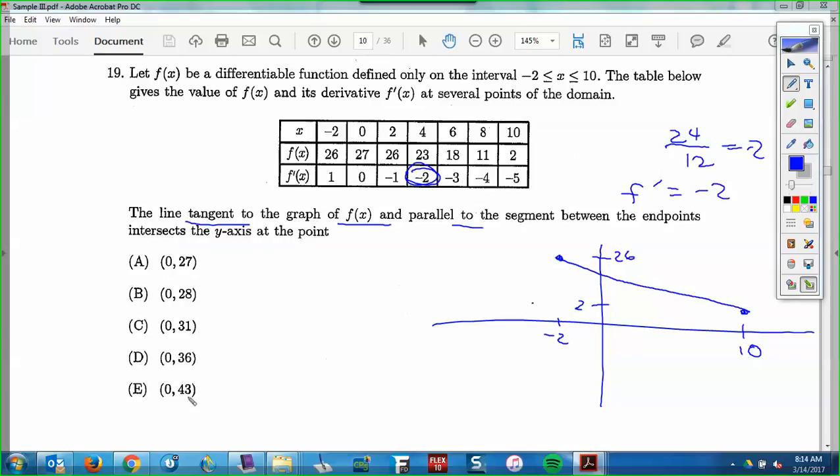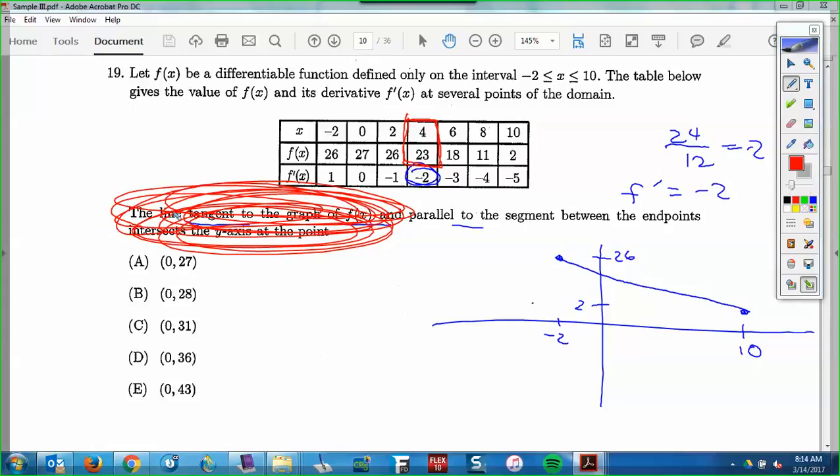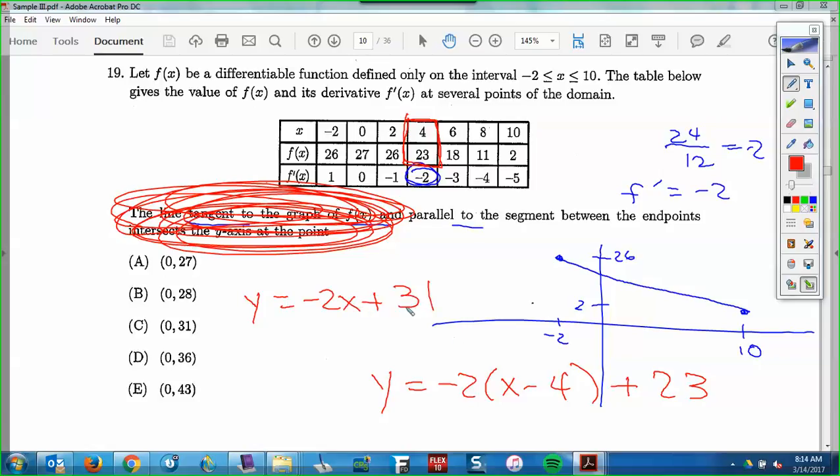So what does this tell us? Intersects the y-axis at the point. Okay, so what do we want to do now? Tangent line. Yeah, that's what we're talking about. The line tangent to the graph right there. We're talking about tangent line anyway. So what do you need? You need the slope, which we just got, and you need the point, which they give you. Is that right there? So that's y equals negative 2x plus 8 plus 23 would be what, 31? That's the tangent line.